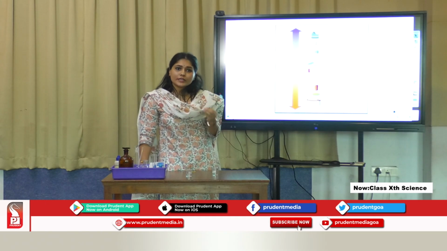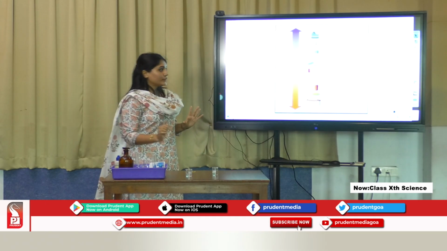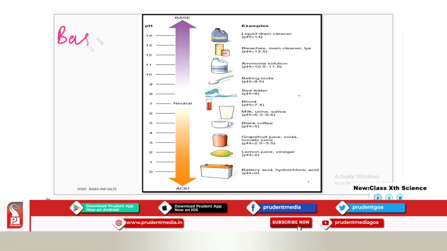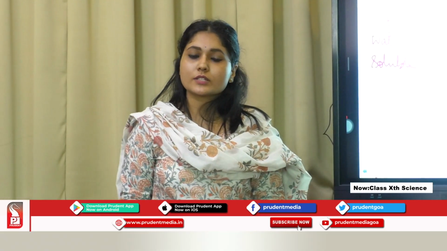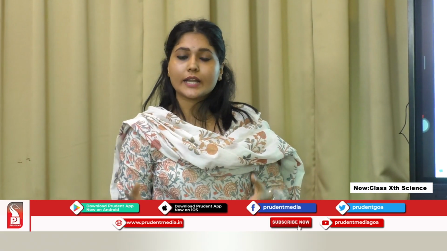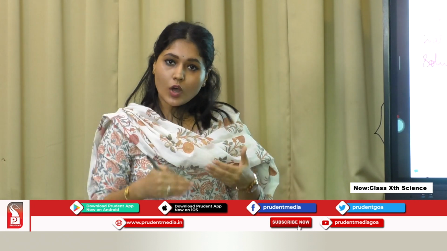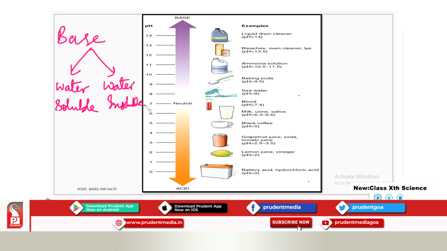Now one of the important things that you should know is that bases are of two types. You see over here, base is written at the higher end of pH. Bases are water soluble and water insoluble. Those bases which are water soluble, for example sodium hydroxide, potassium hydroxide, calcium hydroxide, magnesium hydroxide, when they dissolve in water, are called alkalis.